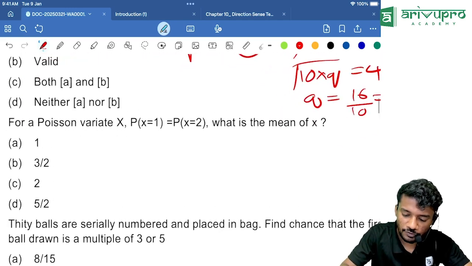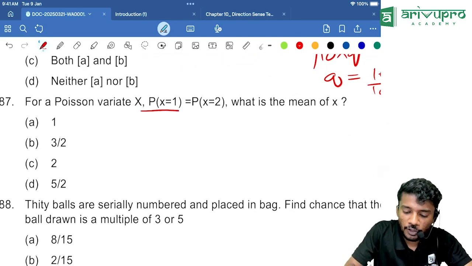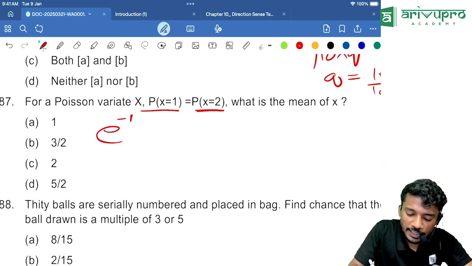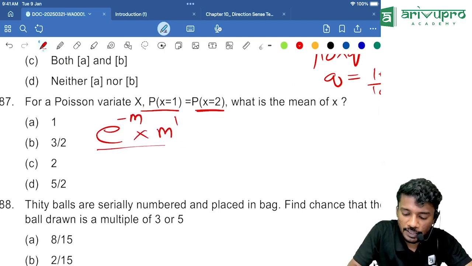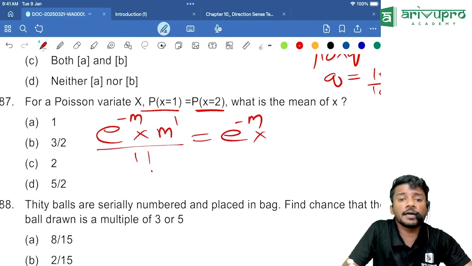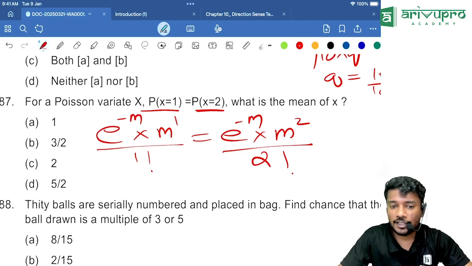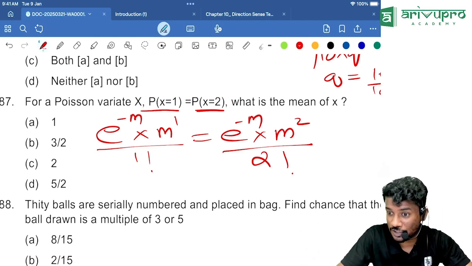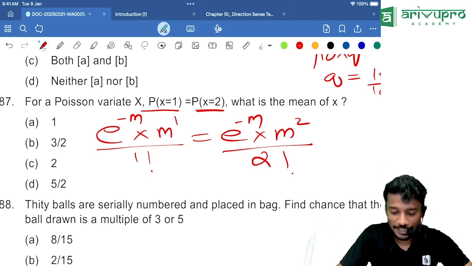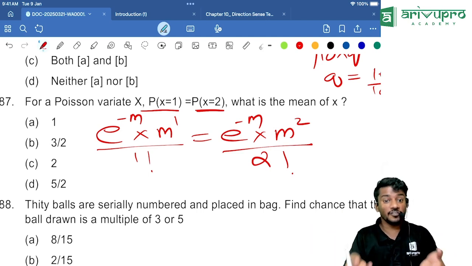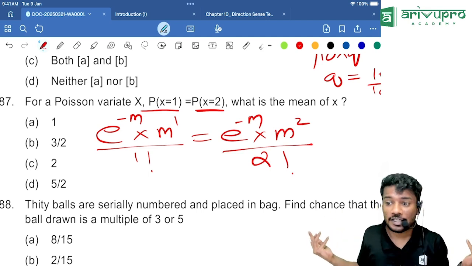Now, can you find the value of this? Poisson variate. So e raised to minus m into m raised to 1 divided by 1 factorial is equal to e raised to minus m into m raised to 2 divided by 2 factorial. Chetan, look at the formula. It is that easy. You will get the mark if you study this. I am telling you, just study that. Seeing the Poisson variate itself, we are directly applying the formula. Nothing else we are doing.